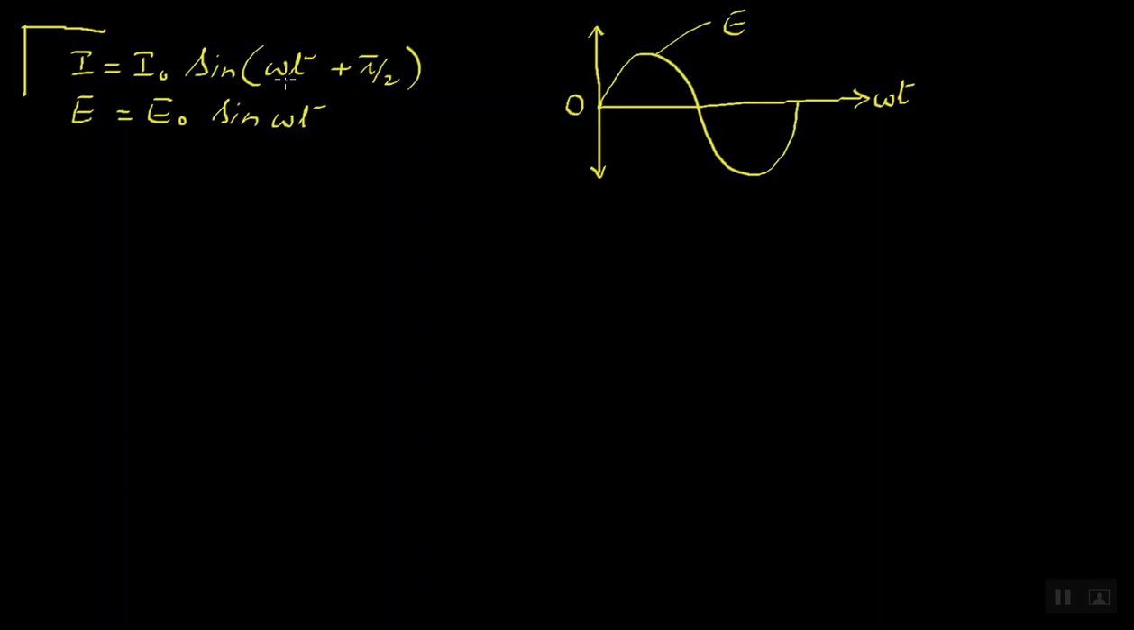Now for this one, see, if omega t is 0, then this will be sine pi by 2, right? So this basically will be equal to I naught sine pi by 2. And what is sine pi by 2? That is 1. So this will be equal to plus I naught. So if omega t is 0 for the current, it will be plus I naught. Plus I naught is somewhere here. So the current will be starting from here and it will go like this. Understand or not? So that is the meaning.